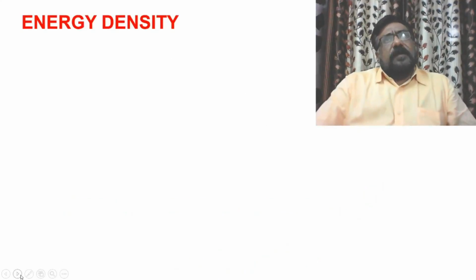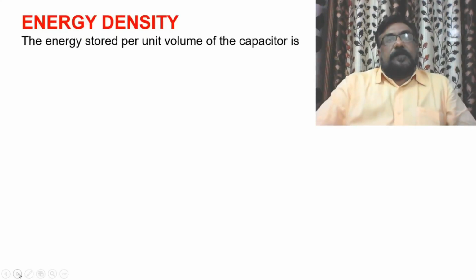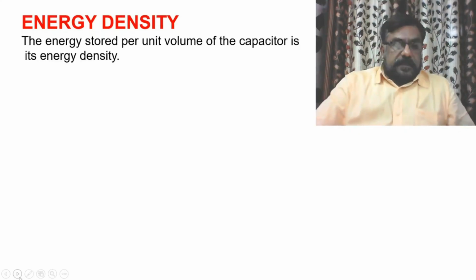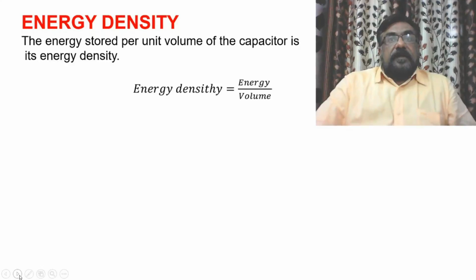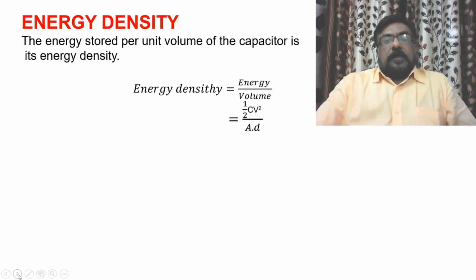Now, what is meant by energy density of a capacitor? The energy stored per unit volume of a capacitor is called its energy density. So, we can find the energy density by dividing the total energy stored in a capacitor by its volume. That is, we can divide half CV square by A into D. This is the energy density.